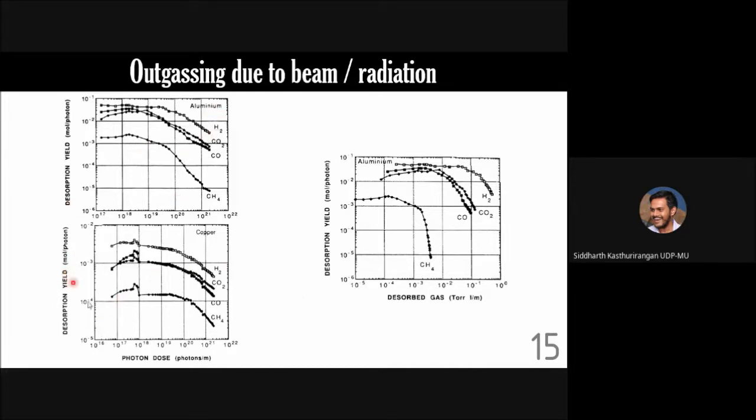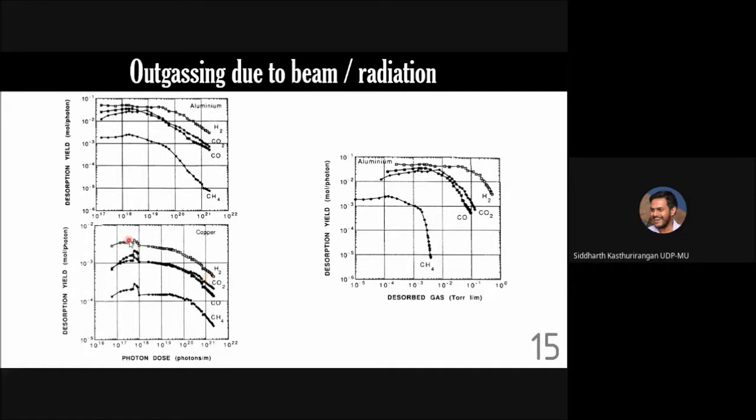different gases and their desorption yields, that is molecules per photon of synchrotron radiation. As you increase the photon dose, the desorption yield changes. But basically the only purpose of showing this diagram is to tell you that in synchrotron facilities, when the photon beam hits the walls, you will get some amount of gas coming out. You can see that for aluminum these numbers are higher compared to copper. For aluminum, this number for hydrogen, let us say, is in the range of 5 or 6 times 10 to the power minus 2. Here it is in the range of 3 times 10 to the power minus 3.